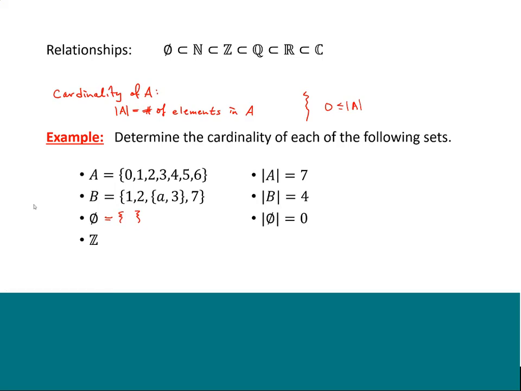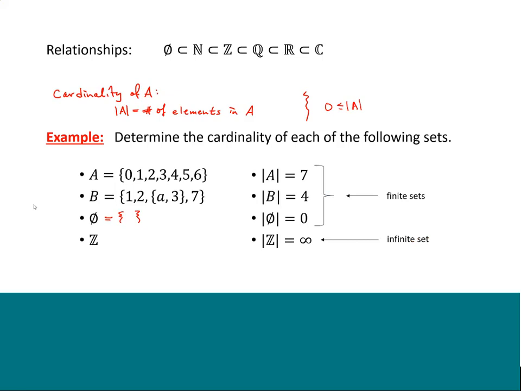Now, the last set here is the set of integers. Any guesses what the cardinality of the set of integers might be? Not 0. So 0 would mean there's no elements. Yep, it does turn out that this one has cardinality infinity, or what's otherwise known as an infinite set.